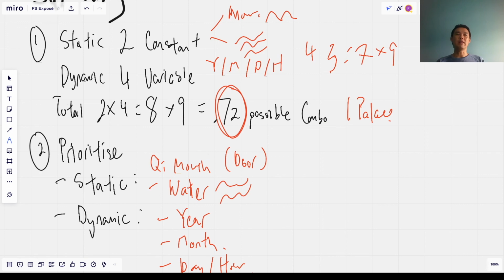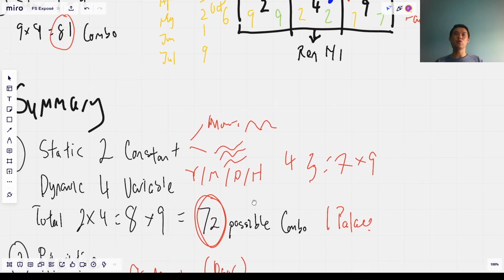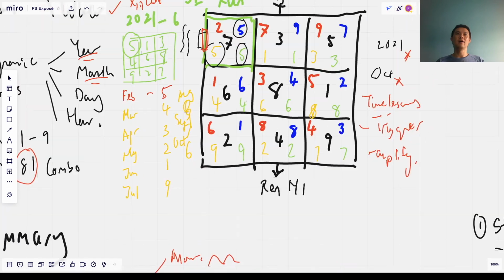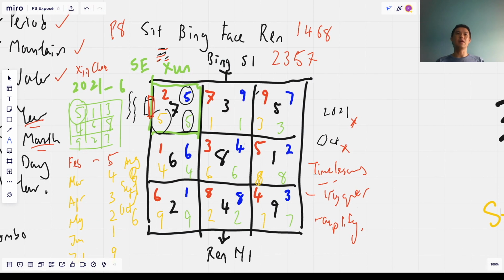Mainly when we prioritize, we will look at the water star, because of the fact that we use the chi mouth. If you know the meaning behind, then it's good for you. But if you don't know, the fact that we use our door in general to plot the facing is why the importance is always at the water star. And we will mostly look at the water star in conjunction with the year and also the month.